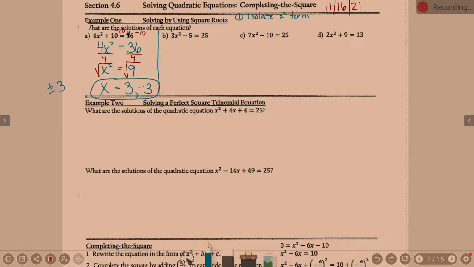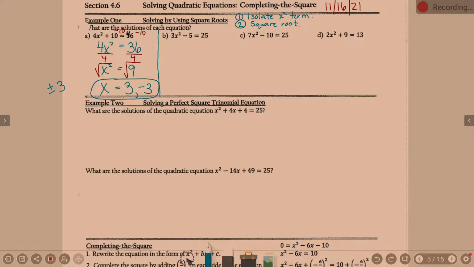After we got the x squared term by itself, what did we then have to do to solve? Yeah, the square root. We took the square root. And so my step 2 is to square root. You might want to write square root both sides if you want, as long as you know what it means when you see square root.